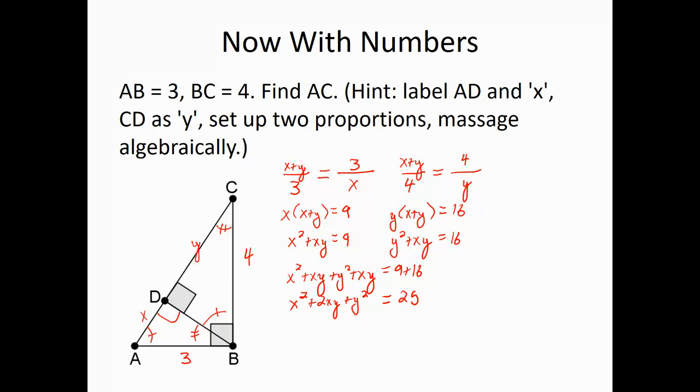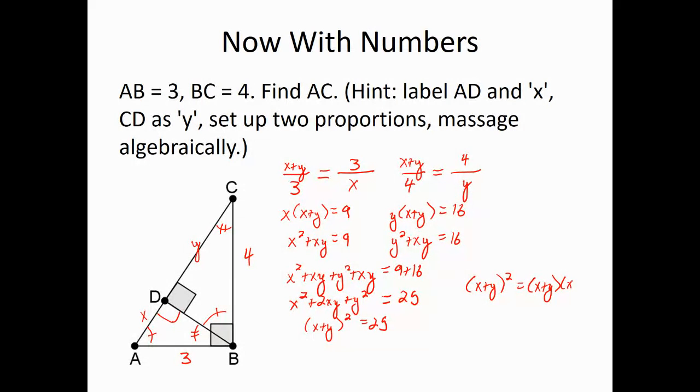Now, at this point, I'll have to ask you to dig deep into your knowledge of Algebra 1 and ask yourself how you can factor the left-hand side. It's absolutely factorable, and the way that it factors is x plus y quantity squared is equal to 25. If there's any doubt about that, we can square x plus y off to the right just to verify that indeed they are equal.